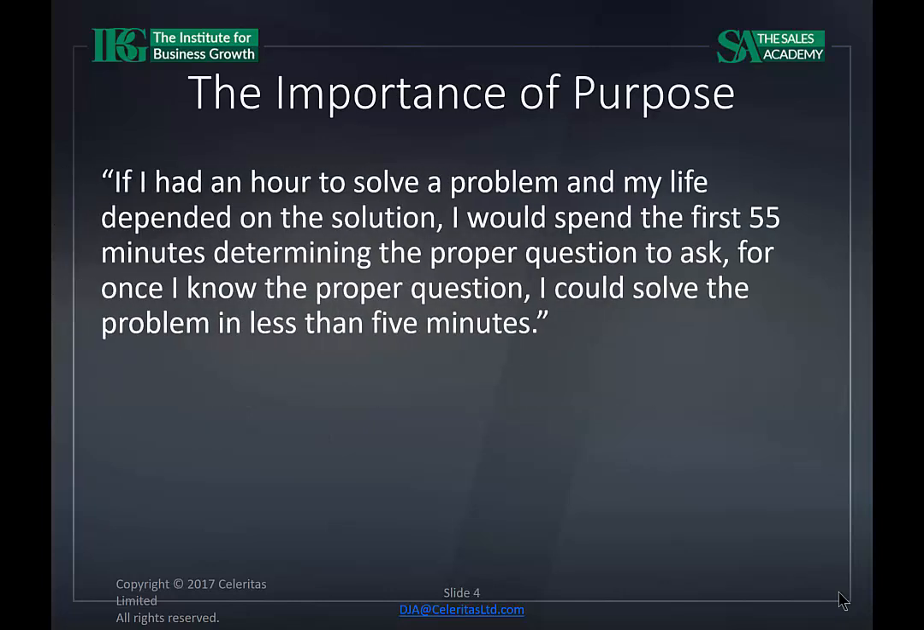Now, the purpose, as I mentioned, is hugely important. Albert Einstein stated, if I had an hour to solve a problem and my life depended on the solution, I would spend the first 55 minutes determining the proper question to ask, for once I know the proper question, I could solve the problem in less than 5 minutes. It's essential that we understand what problem we're solving or the purpose of the meeting.